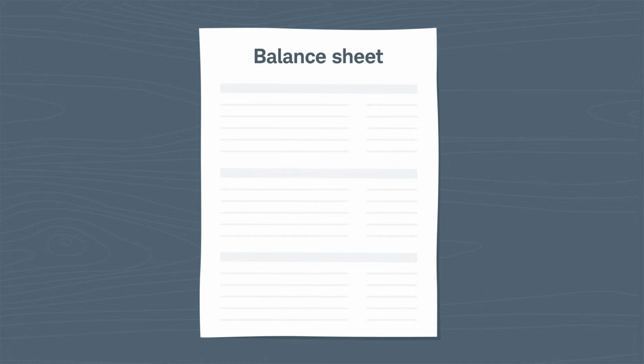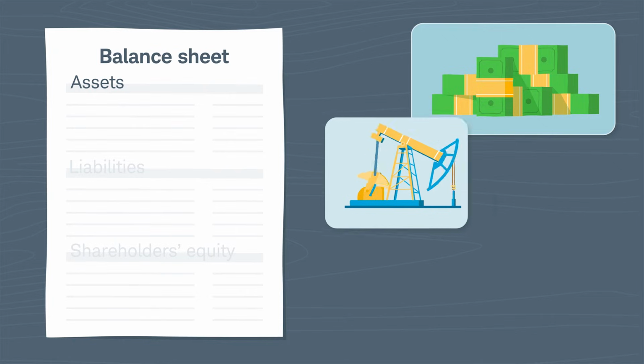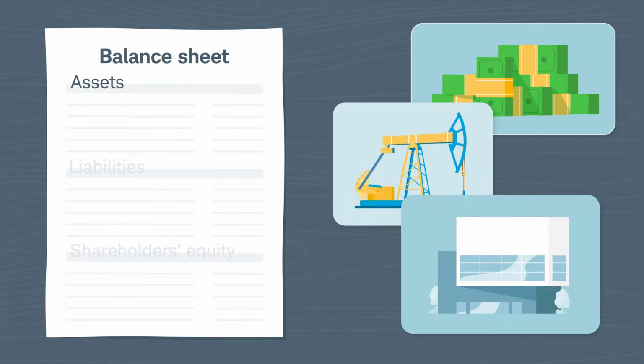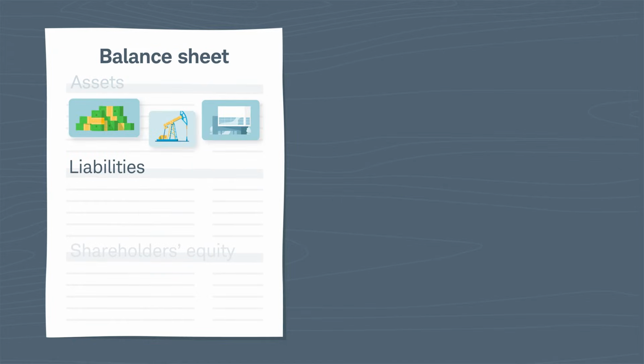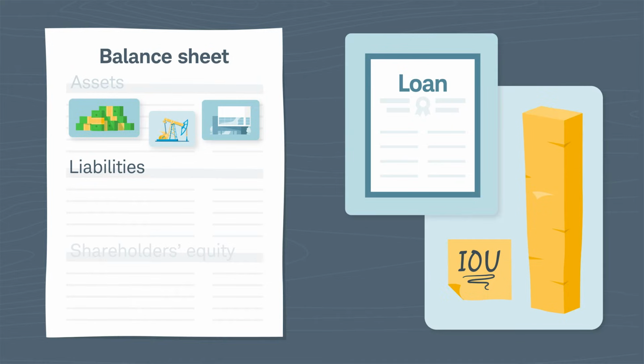Let's start with the balance sheet. This document compares the company's current assets to its liabilities and shareholders' equity. Let's define these terms. First, we have assets, which are items the company owns. Assets are usually comprised of cash, equipment, and property. Next are liabilities. Liabilities are usually debts or accounts that need to be paid.